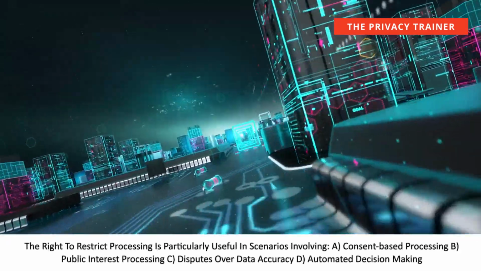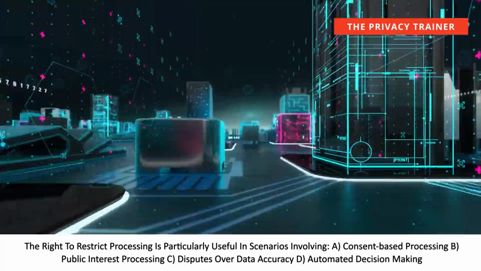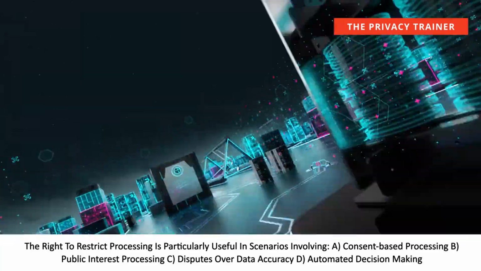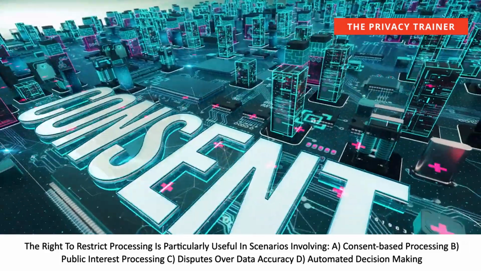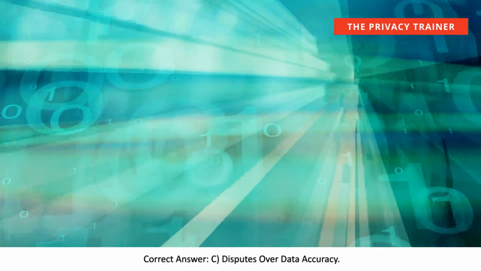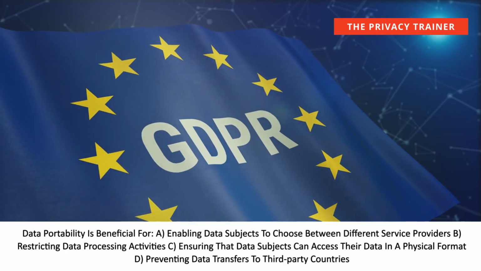The right to restrict processing is particularly useful in scenarios involving: A. Consent-based processing. B. Public interest processing. C. Disputes over data accuracy. D. Automated decision-making. Correct answer, C. Disputes over data accuracy.